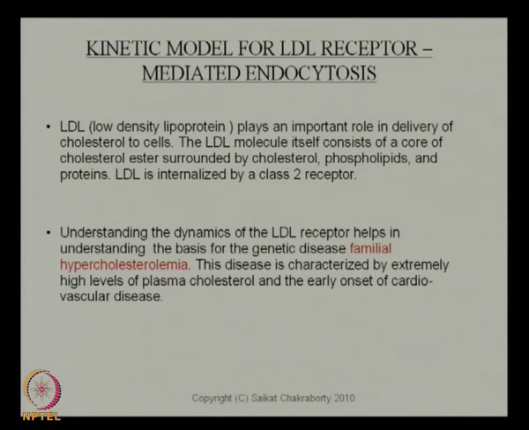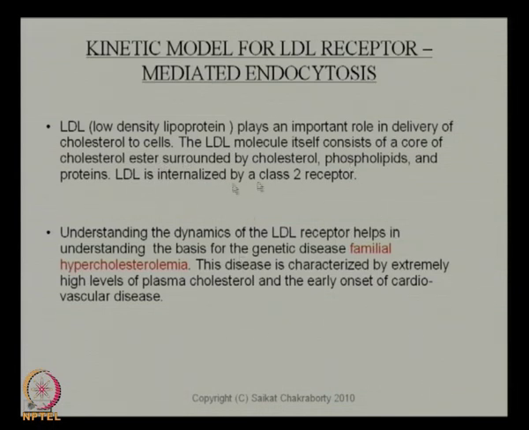So, LDL, low density lipoprotein, why do we want it? It plays an important role in the delivery of cholesterol to the cell. The LDL molecule itself consists of a core of cholesterol ester surrounded by cholesterol, phospholipids and proteins. I do not have that slide with me now, but we had at some point shown a picture earlier of how this looks, with the phospholipids and proteins and the cholesterol molecules sticking out, if you remember, and that was in the previous course. Anyhow, maybe I will get that slide and show it to you in the next class.